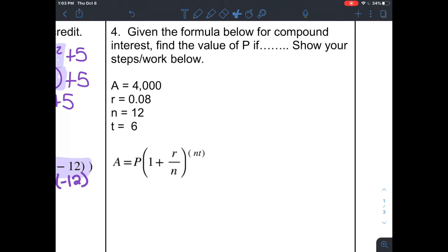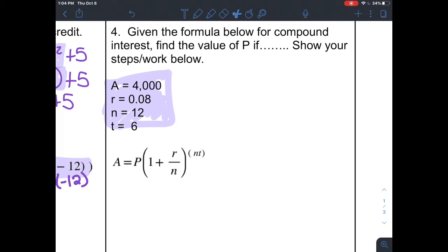Our interest rate is 8%. 8% written as a decimal is 0.08. N is the number of payments per year. So this one you're paying 12 times a year, so you're having a monthly payment. And then T is the number of years you're paying this loan off for, or for how long you're having your investment. So this one is 6 years. Altogether, you're going to have 72 payments.